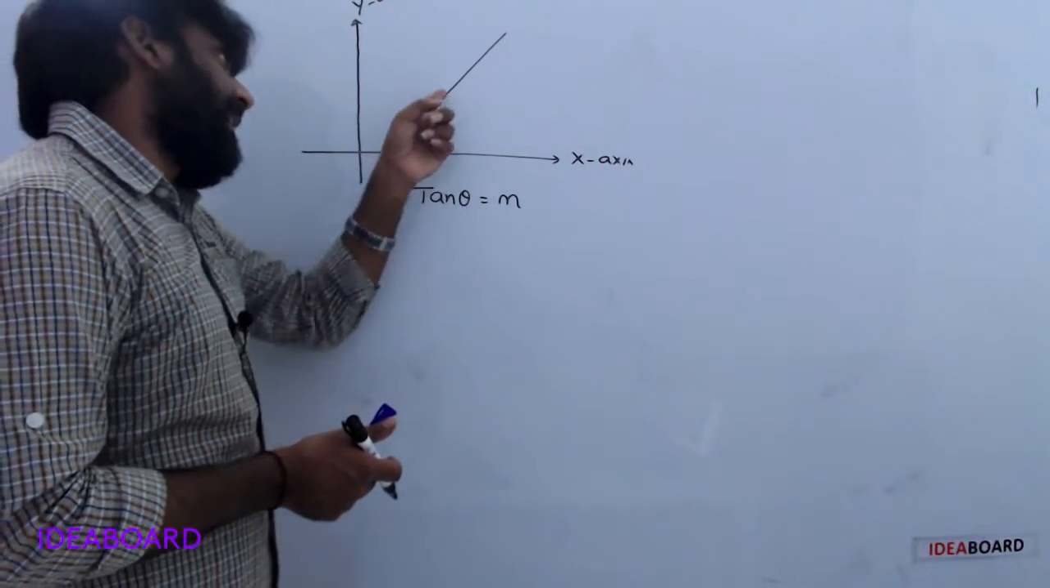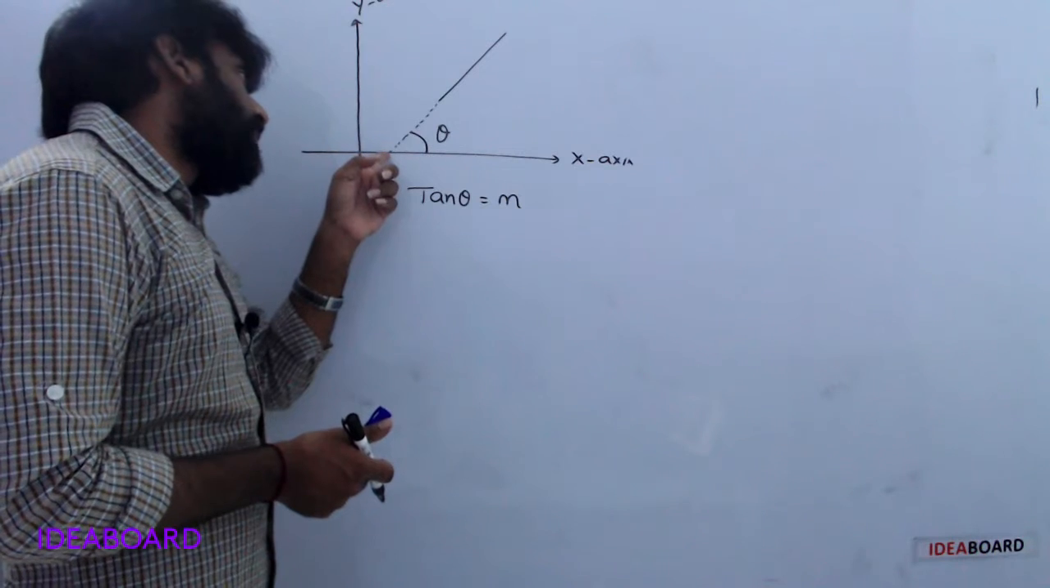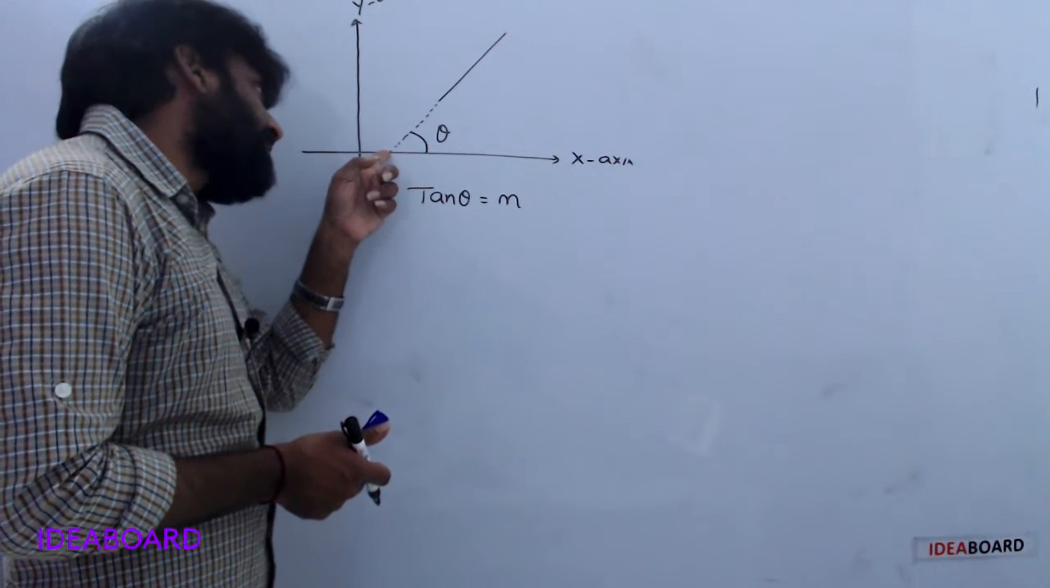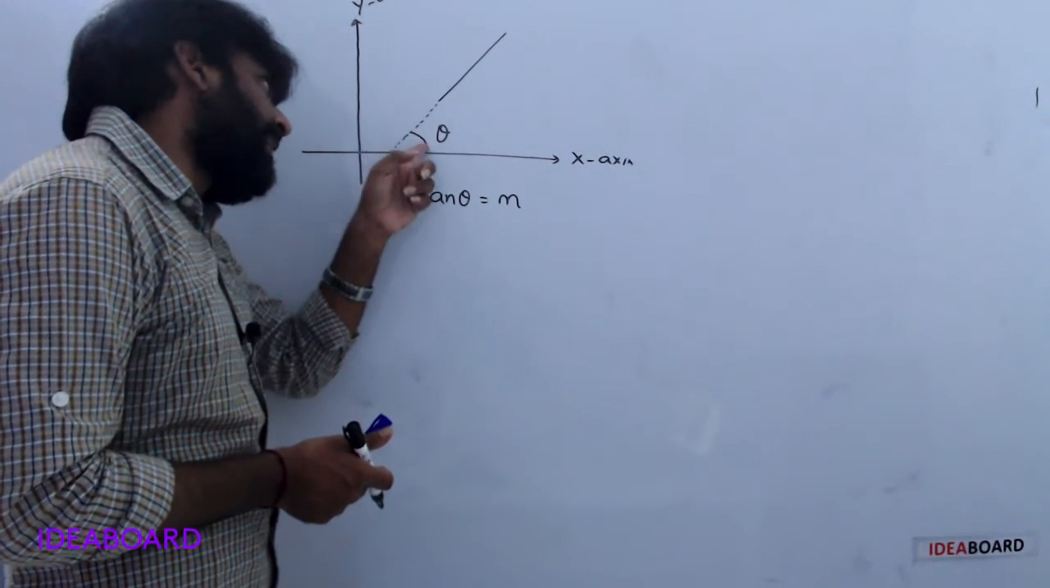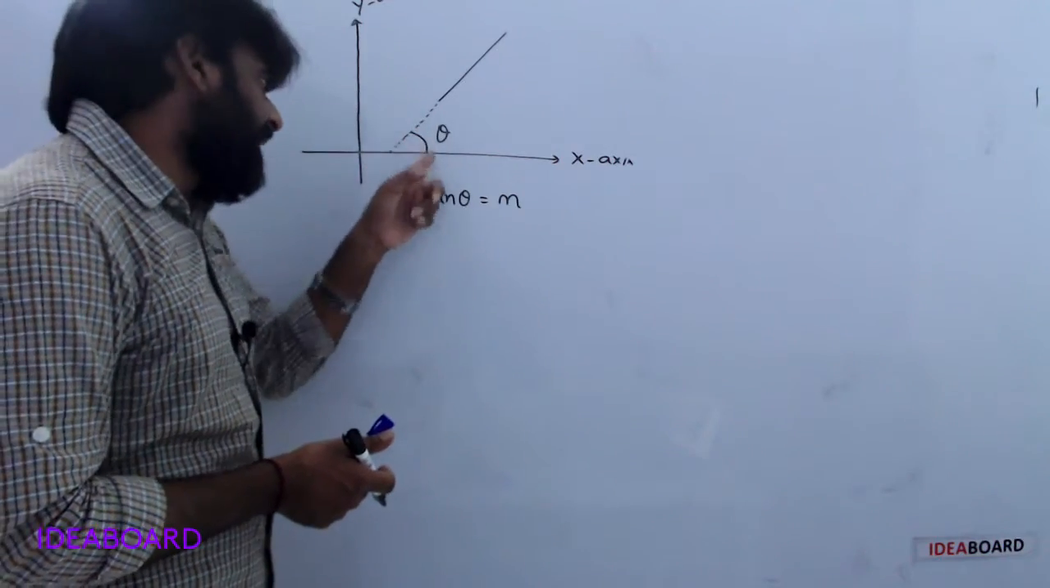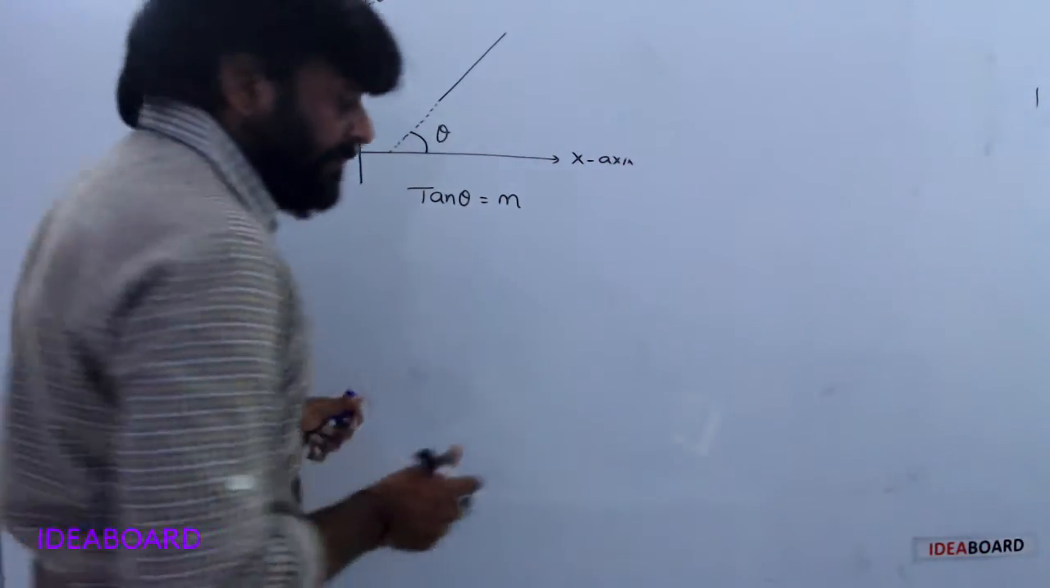Now here this line is extended. So this line cuts the x-axis at a point. At that point it makes an angle theta. The tangent of that angle gives the slope.